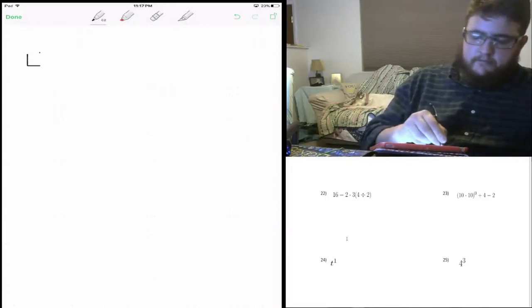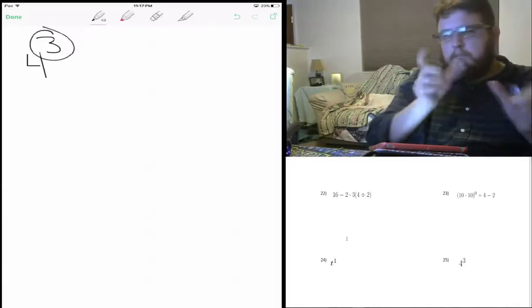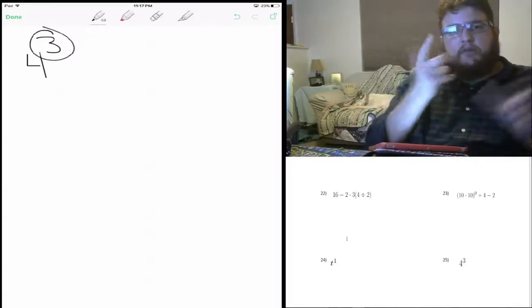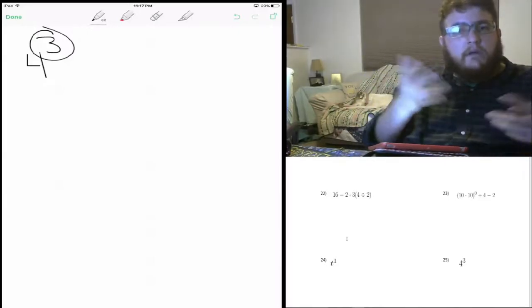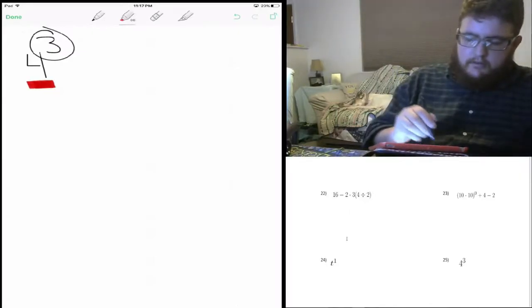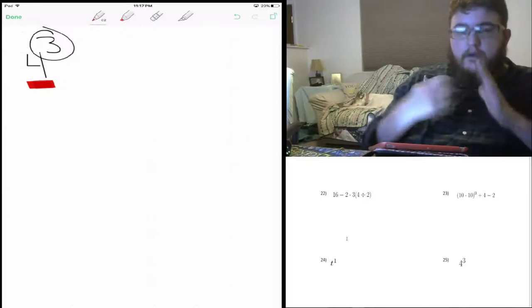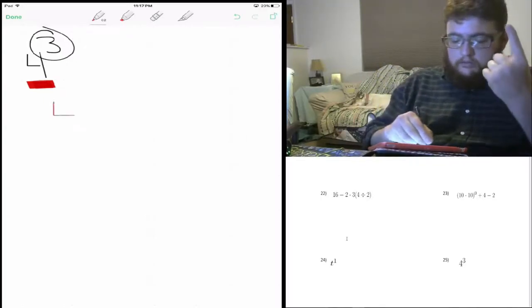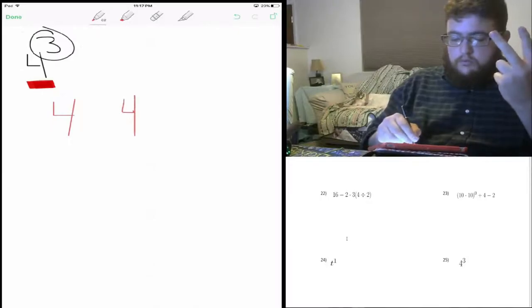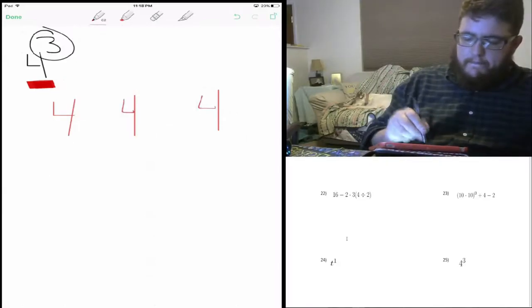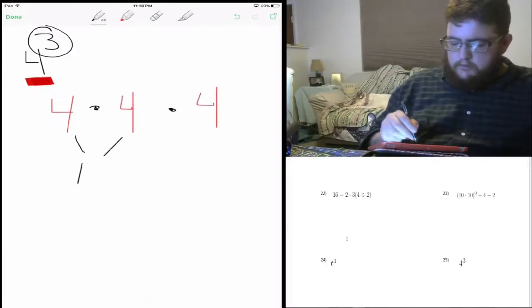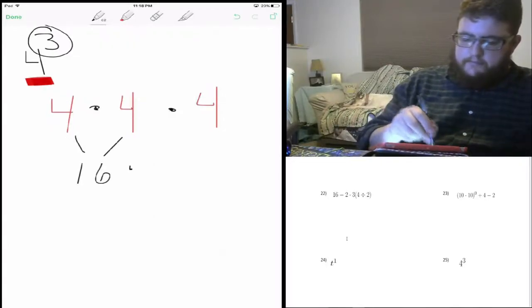Alright, 25. 4 to the 3rd power, or 4 cubed. Remember, the exponent tells us how many copies of the base we have. So we're going to have 3 copies, and our base is 4. So we're going to have 3 copies of 4. And remember, when we're dealing with exponents, it means we're going to be multiplying our copies of the base. 4 times 4 is 16. Bring down my other 4.